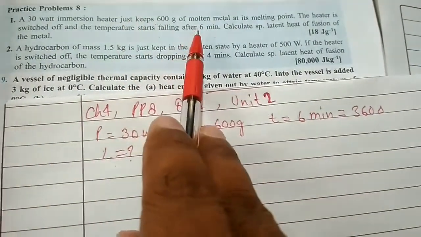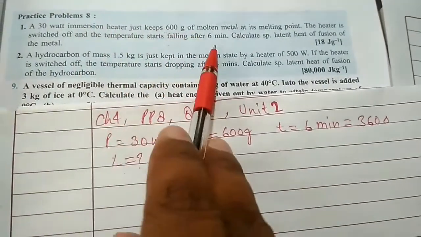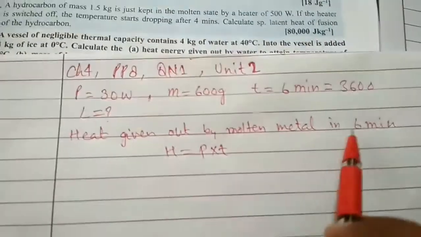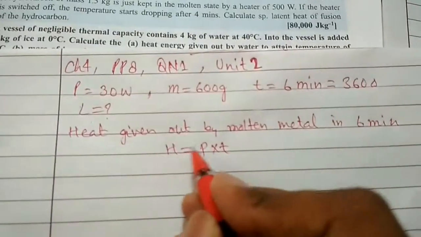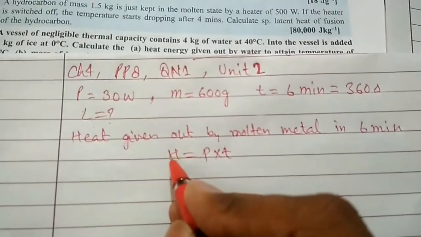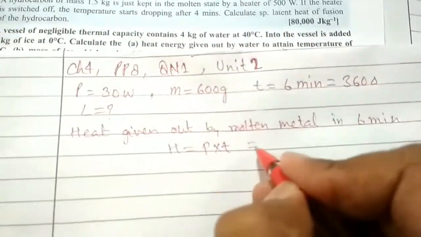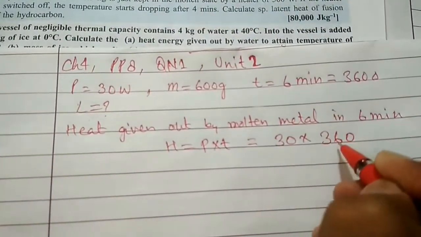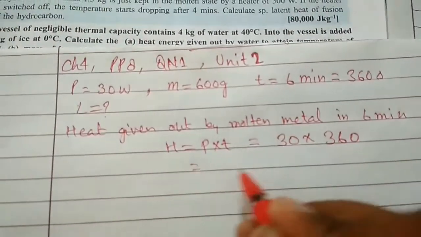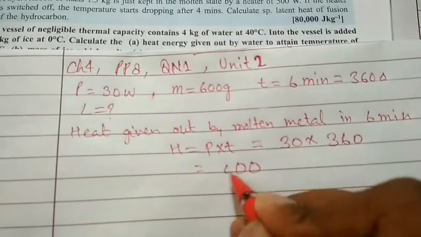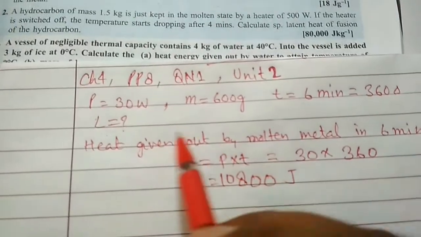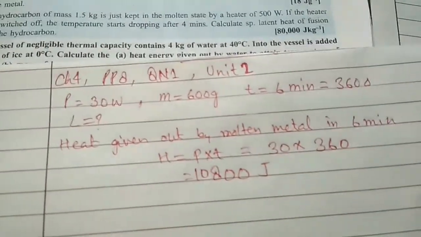So heat emitted in 6 minutes. Let's calculate. See here, heat given out by molten metal in 6 minutes. Power is equal to work upon time. Work is heat here. So heat is equal to power into time. So power is 30 watt and the time is 360. So how much? 10800. This amount of heat energy is emitted from this metal.